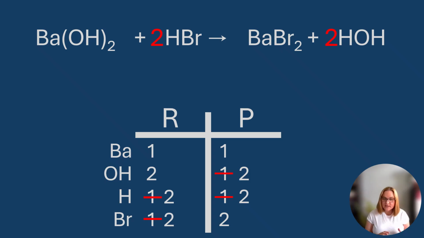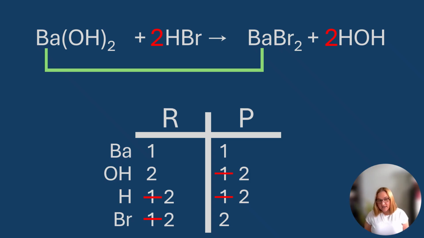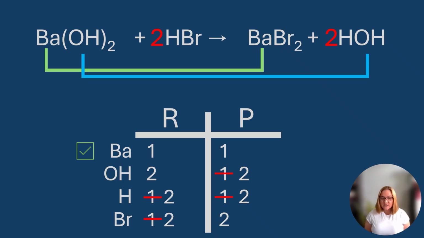It looks like we're done, but we should always double check our balanced equation. It won't take very long, and it could mean the difference between a right and wrong answer come quiz time. Remember to take both subscripts and coefficients into account when you're counting your atoms. There's a single barium cation on the reactant side and a single barium cation on the product side, so barium's balanced. There's 2 hydroxide ions in the barium hydroxide salt and a single hydroxide in each of the 2 water molecules, so the hydroxide ions are balanced.